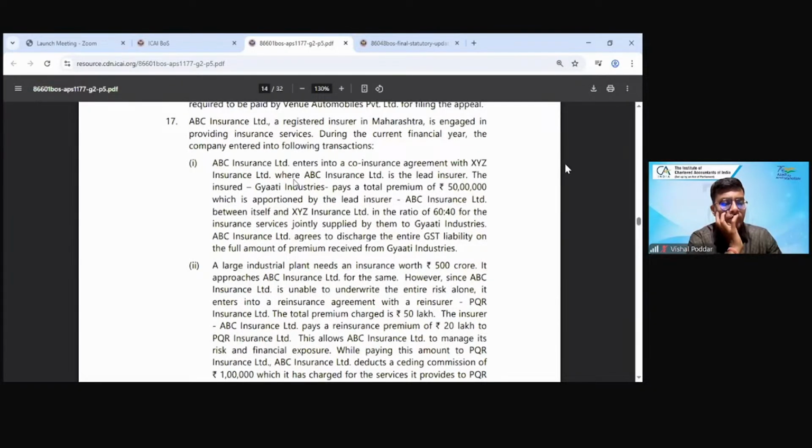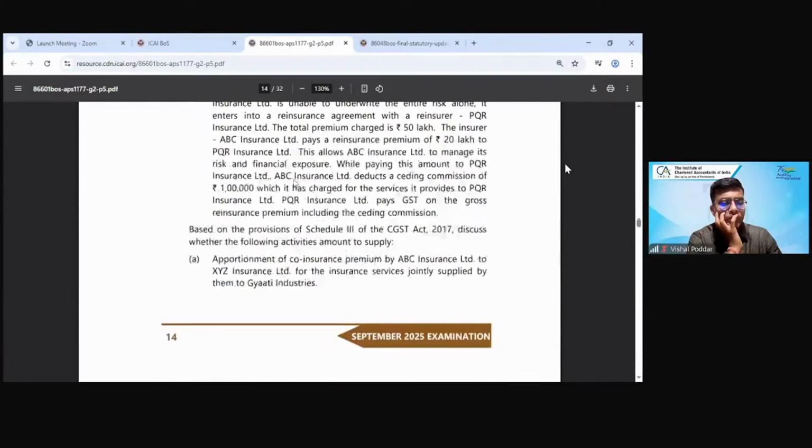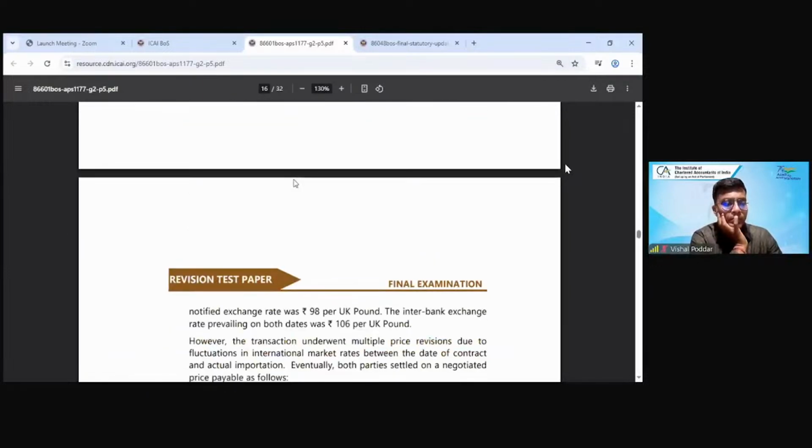So this amendment has also been explained by way of the question, which is question number 17. After that, we have question number 18, 19, and 20 based on the customs law.